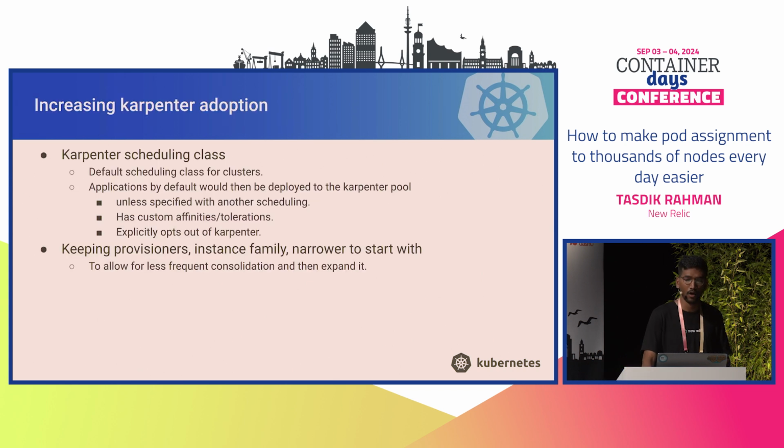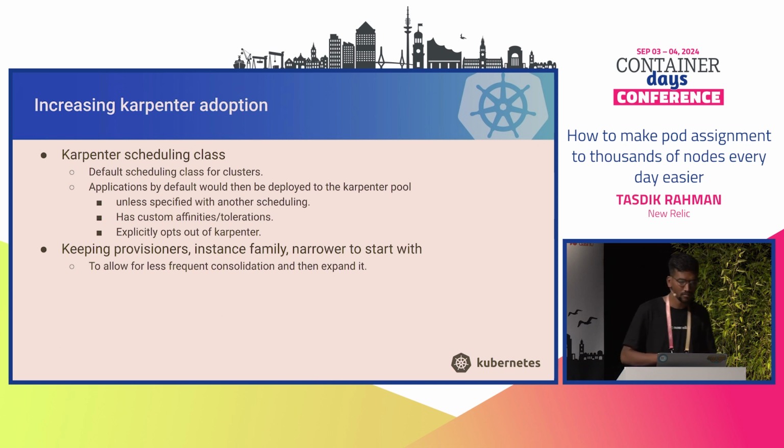And how did we do that? With the Karpenter scheduling class, as we discussed, there is a default scheduling class which could be configured for each cluster. The default scheduling class for all of these clusters became Karpenter. So any application which doesn't have any tolerations or any node selectors being passed would automatically get a Karpenter scheduling class attached, and with that come the scheduling constraints for it, and then the scheduler just decides to put them inside Karpenter.